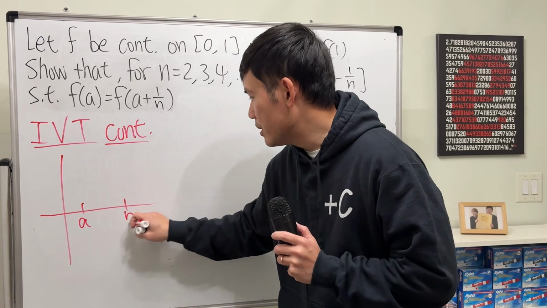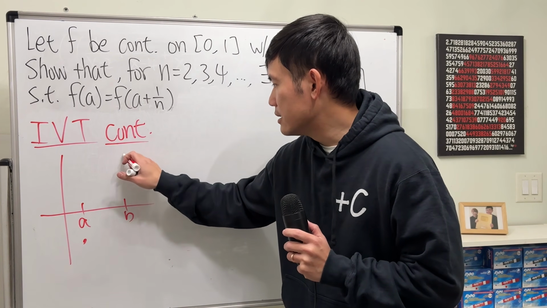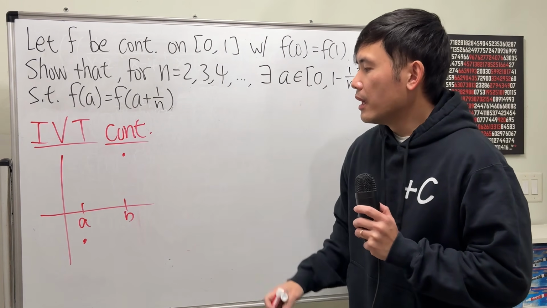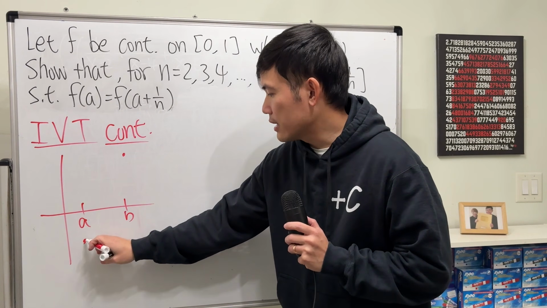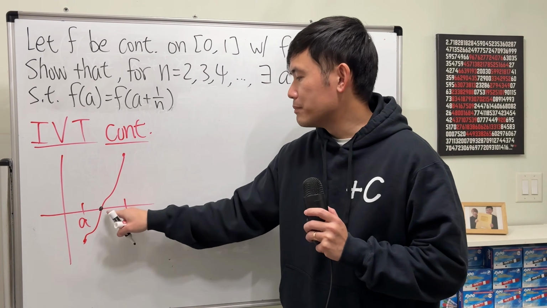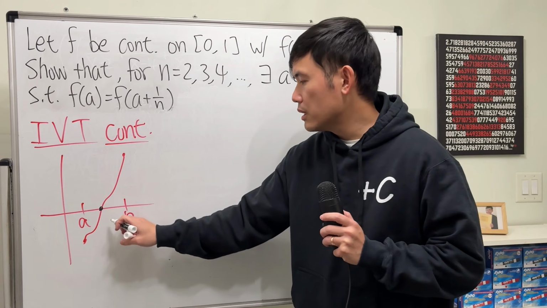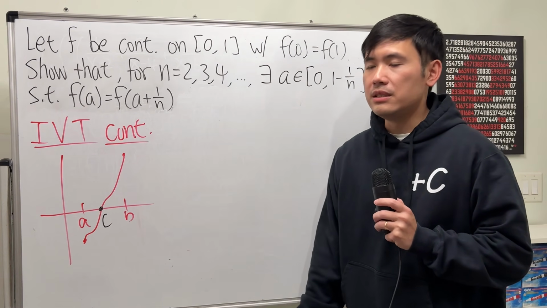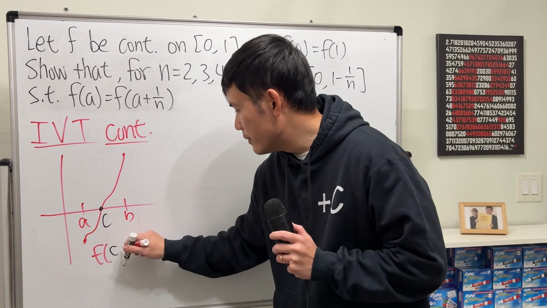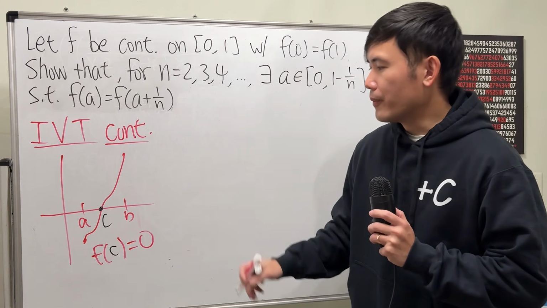Let's say a and b here. Let's say this is below and this is above, and we have the function being continuous. Then, no matter how you connect the graph, you will see that the graph must cross the x-axis somewhere at least one time, and that will be our c. So we will have f of c is equal to 0.